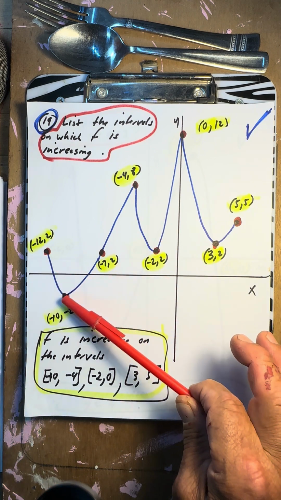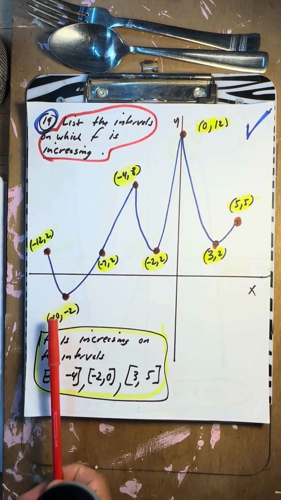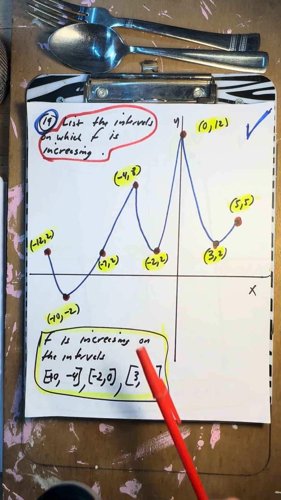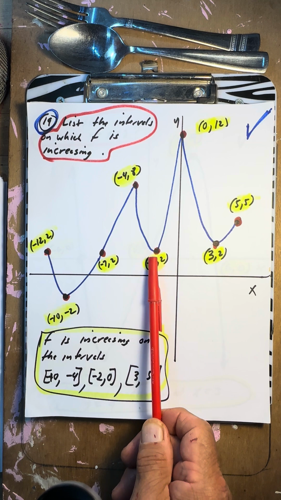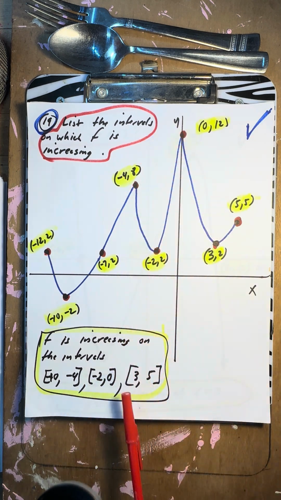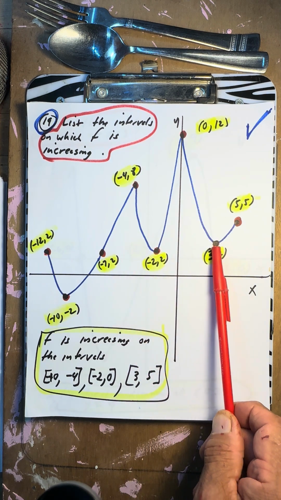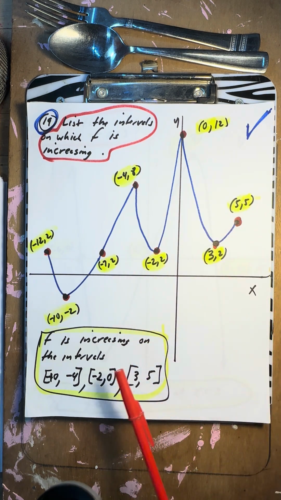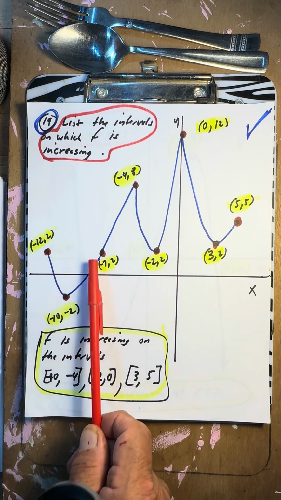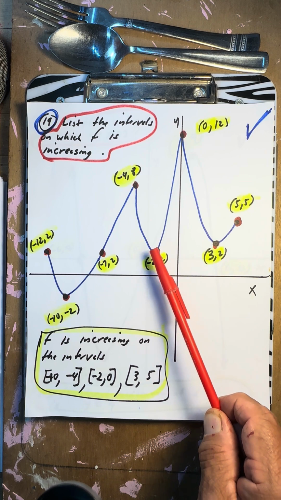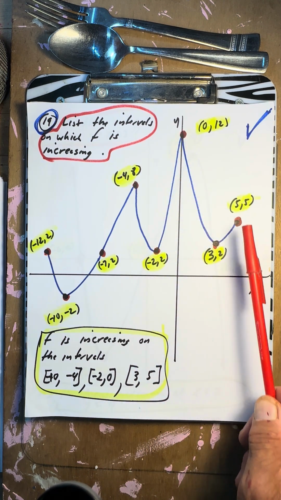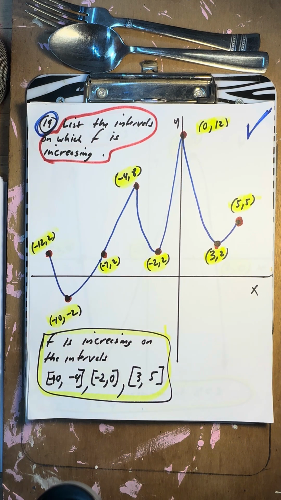All right, so from here to here, negative 10 to negative 4, it's going up. And then from negative 2 right here, it's going up again, increasing. See right here? And then from 3, right here, 3 to where? 5, it's increasing. So from negative 10 to negative 4, it's increasing. From negative 2 to 0 is increasing, and from 3 to 5 is increasing. All right, next one.